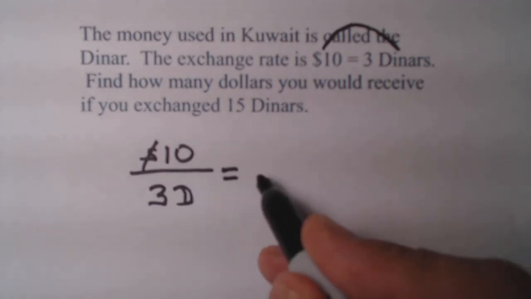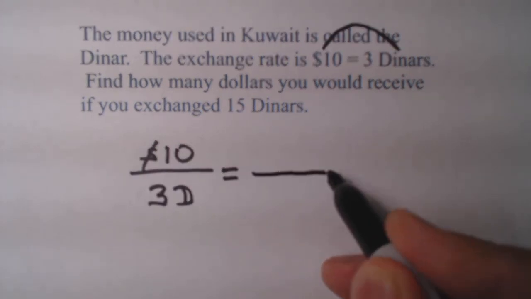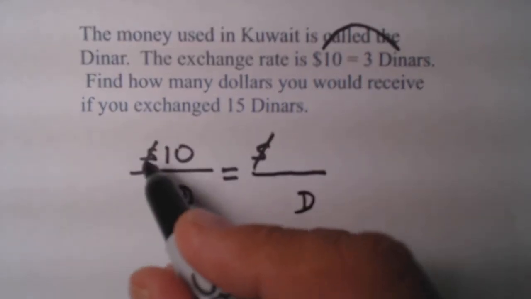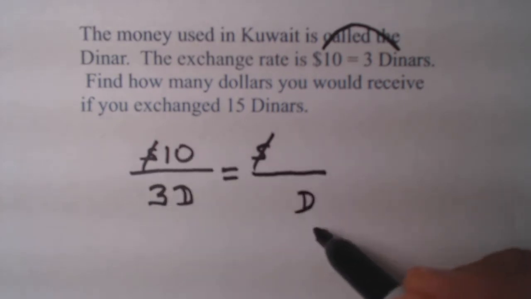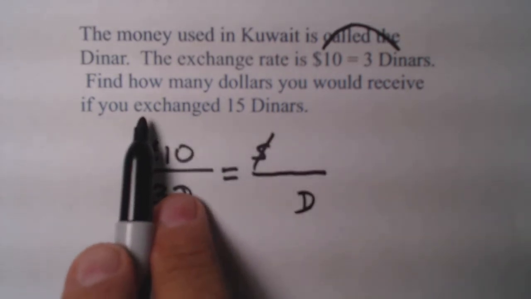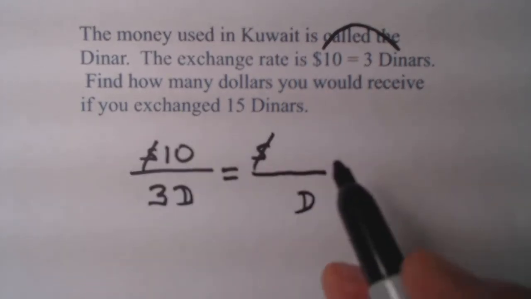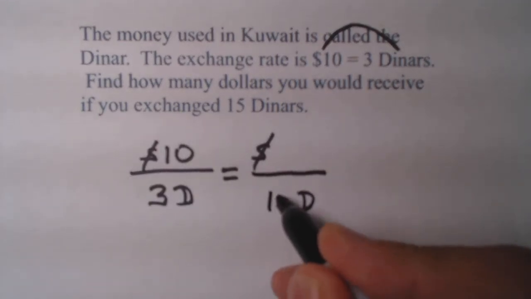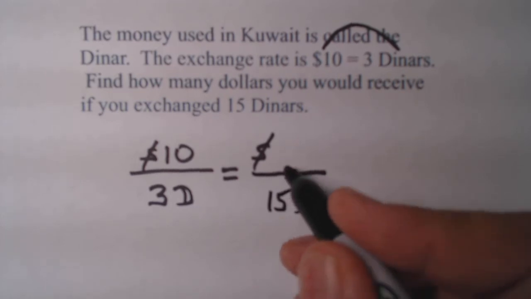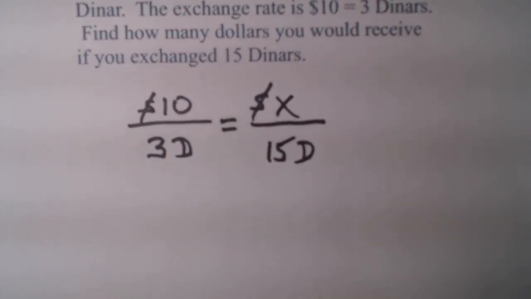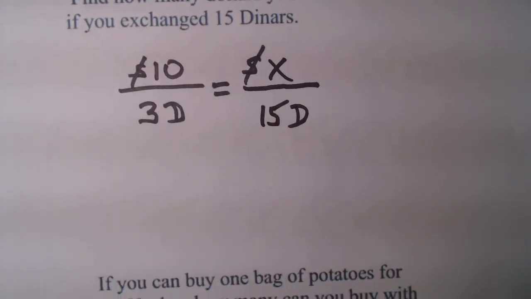But once you set this first one up, you got to be very careful to set up the second one with the same units. So dollars on top, dinars on the bottom. Now find out how many dollars you would receive if you exchange 15 dinars. Okay, so I have 15 dinars and I don't know how many dollars. So there's our equation right there.